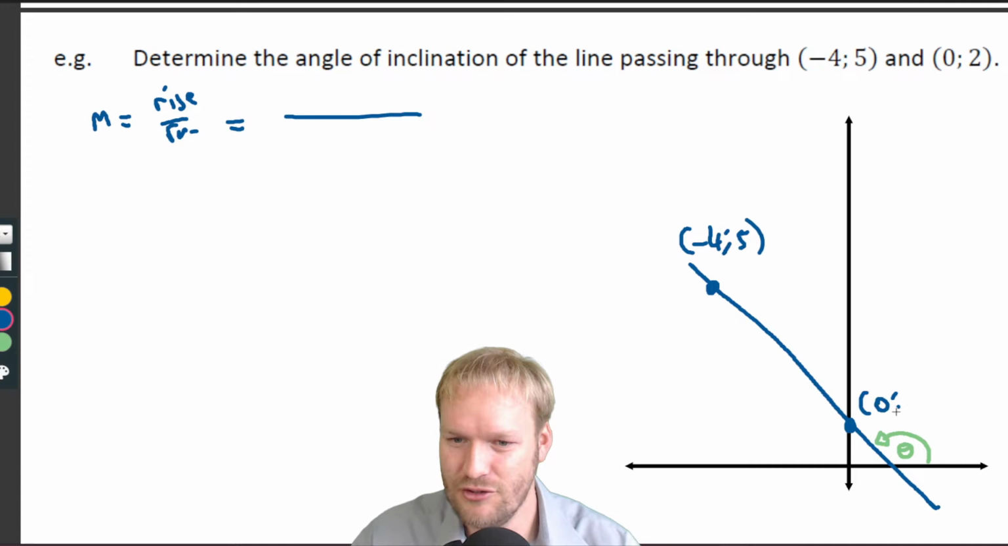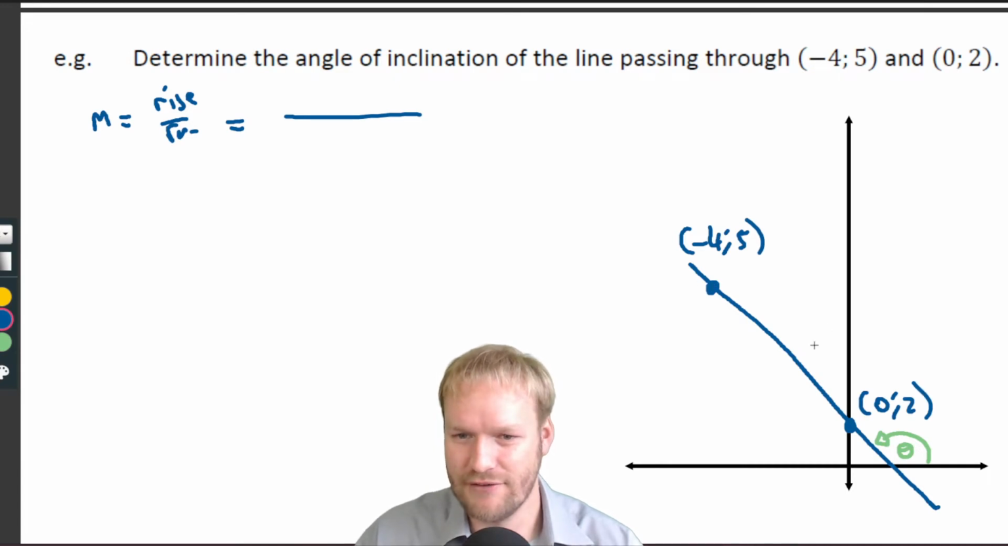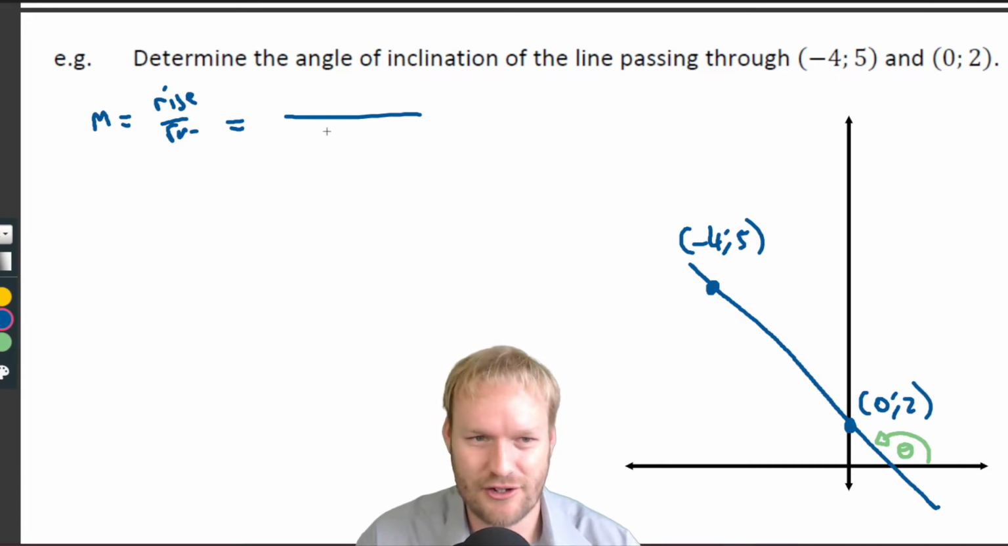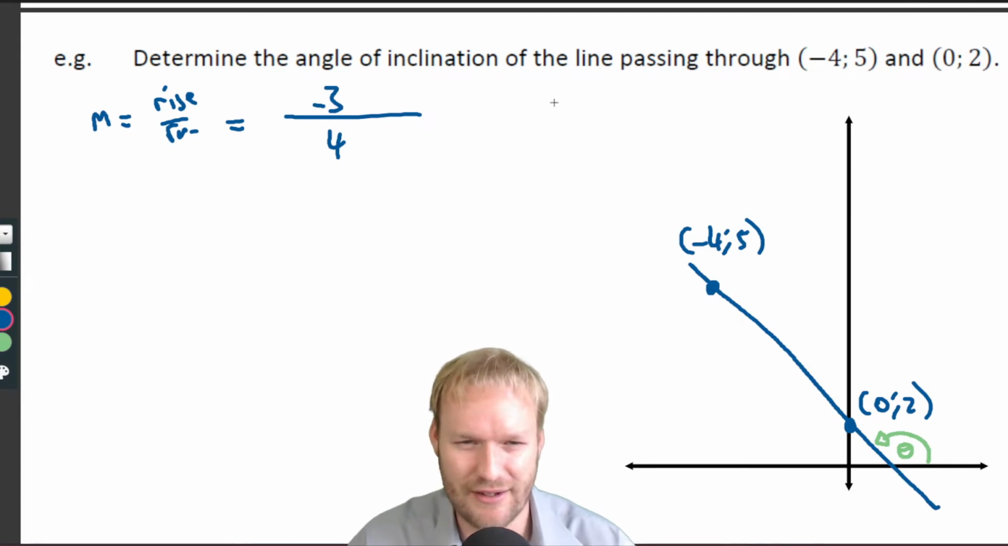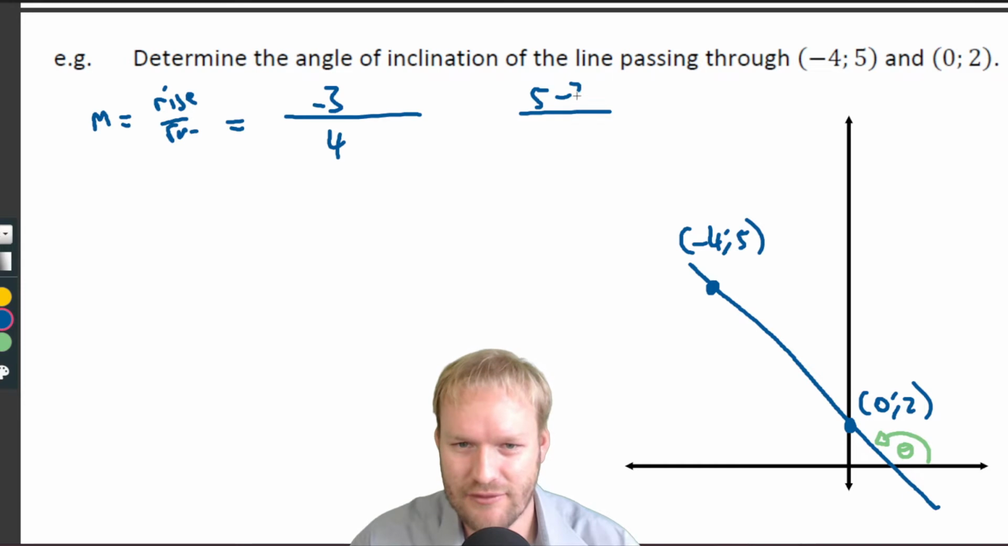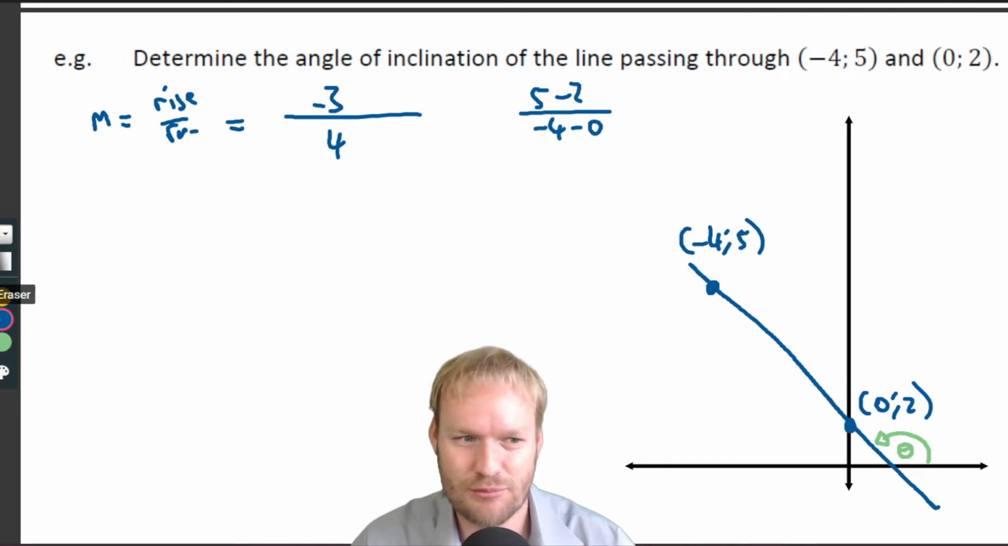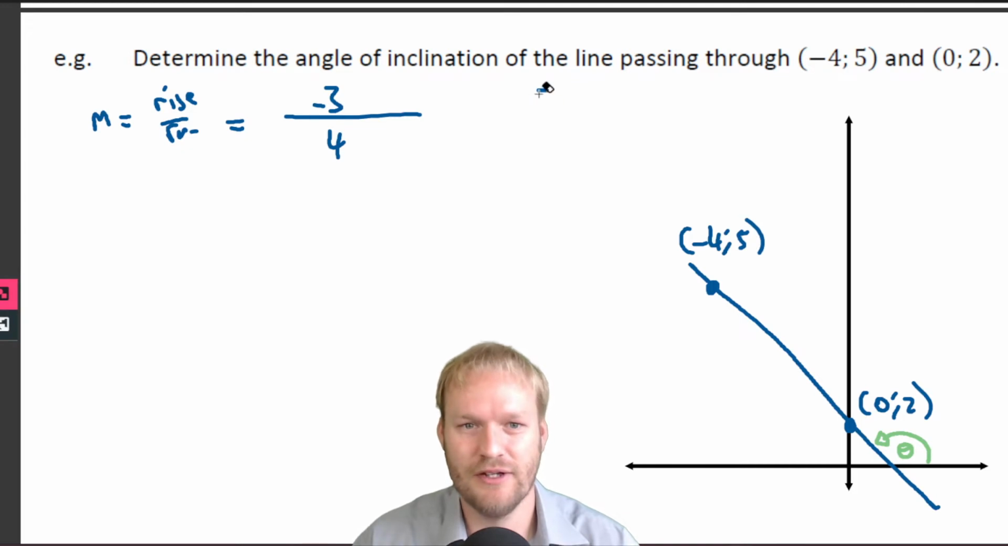0, 2 was that point there. So I'm going to go left to right. -4 to 0 is 4. 5 to 2 is -3. Let's make that a bit neater. You may, again, like I said, be doing it by going 5 - 2 over -4 - 0. That's perfectly good to do as well.